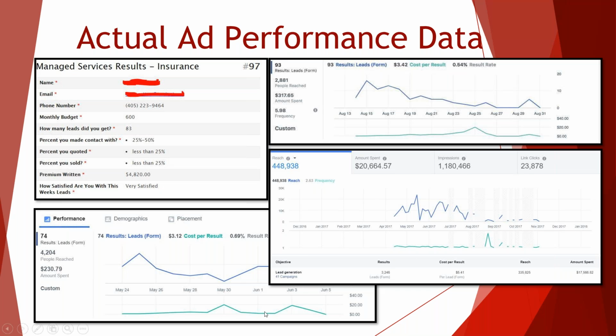Now, some of you may not have that kind of money to invest, but that's ultimately what we want to get you to. You can see monthly budget from $600. This agent is spending almost double that now. Over time, we get better leads, you get more confident, we fine-tune those campaigns, and we build you a bigger budget. And we continue to build out your campaign.